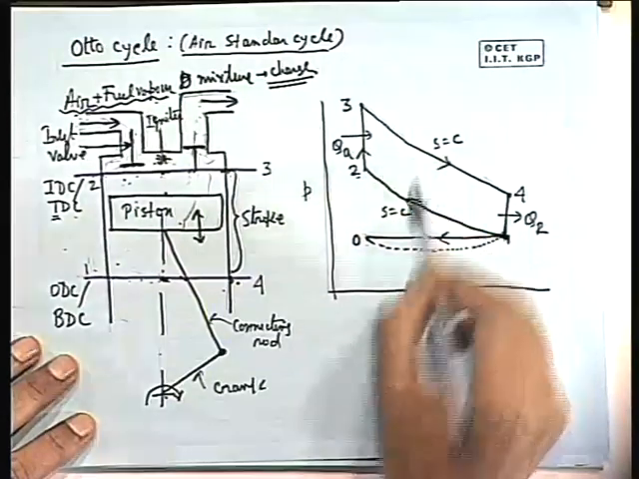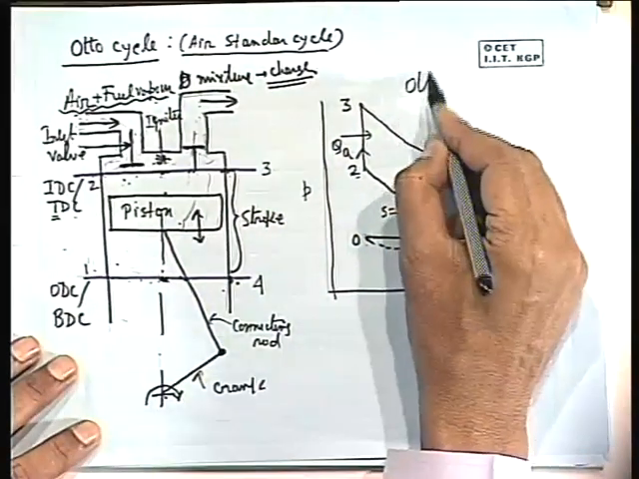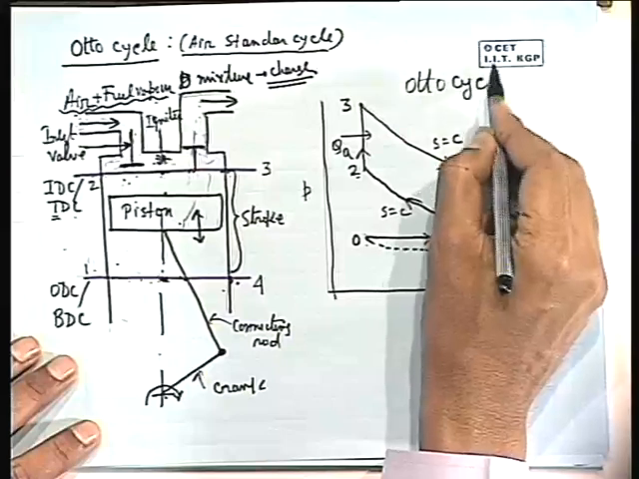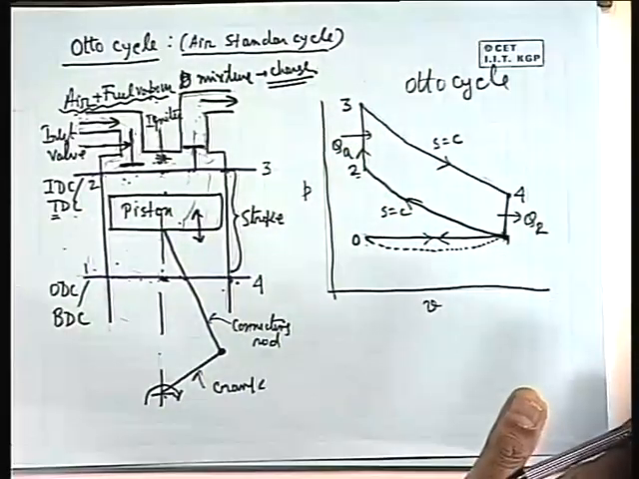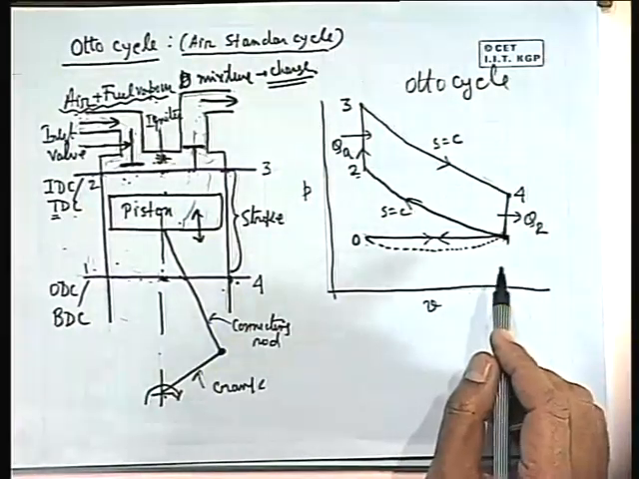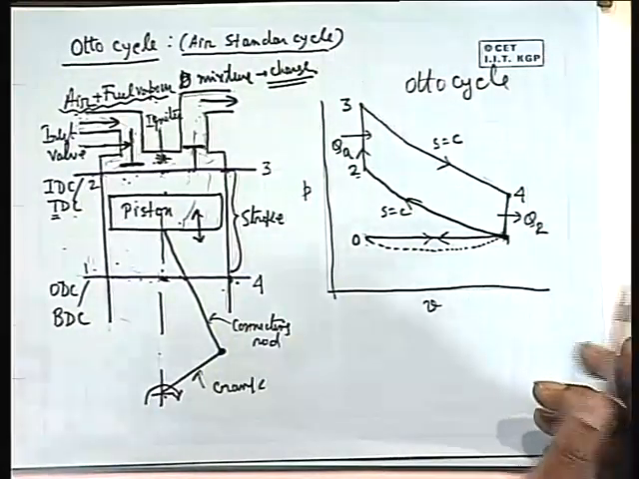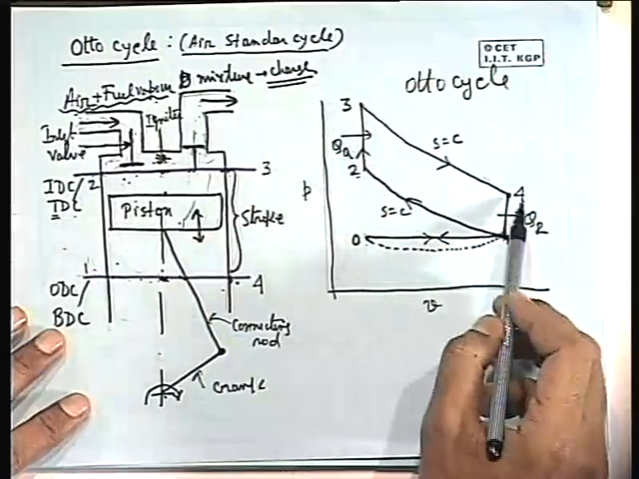If you have got any query, you tell me, and this cycle is known as Otto cycle. So Otto cycle is this 1, 2, 3, 4. So I could have started like this. There is another way of starting. Let us read the Otto cycle or analyze the Otto cycle, which comprises of these 4 processes.